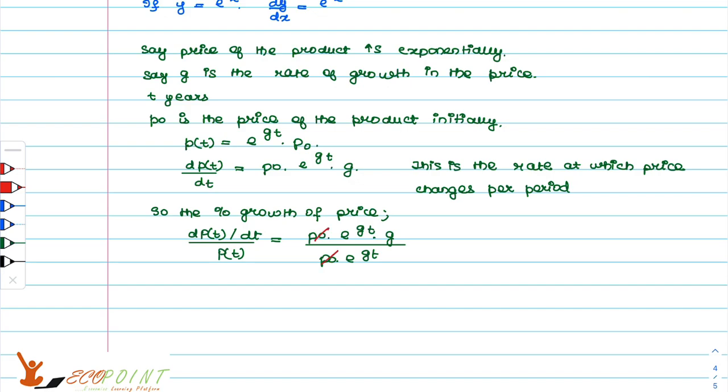So this P naught will get cancelled out. e to the power gt, e to the power gt will get cancelled out. We will be left with only g. So g is the growth rate in P. So g is indeed the growth rate in P. So these exponential functions are used for growth rates.